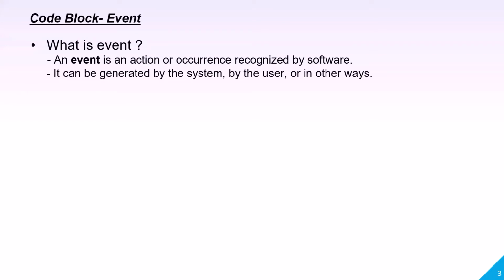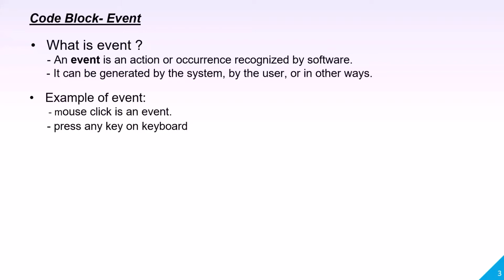So what is an event? An event is an action or occurrence recognized by software. It can be generated by the system, by the user, or in other ways. For example, a mouse click is an event. If you press any key on the keyboard, it will generate a hardware event, and the program associated with that particular hardware can recognize it.